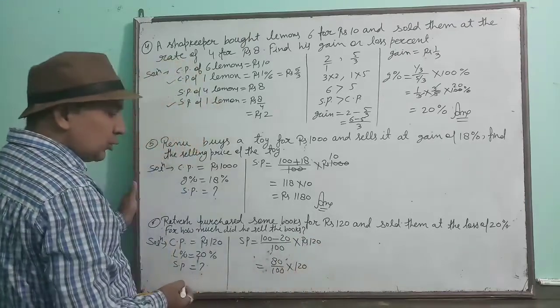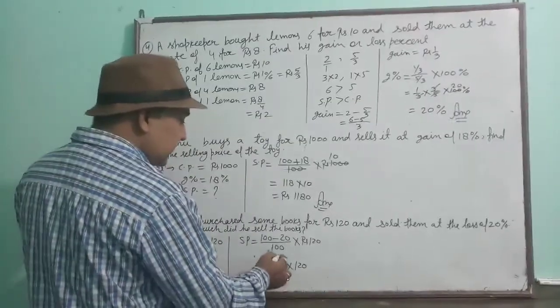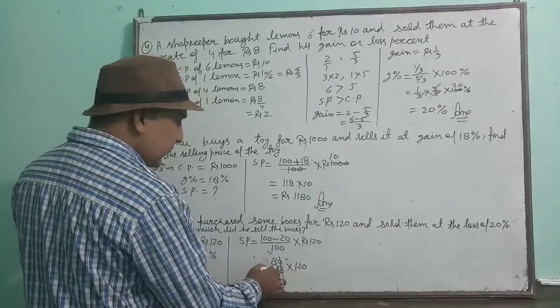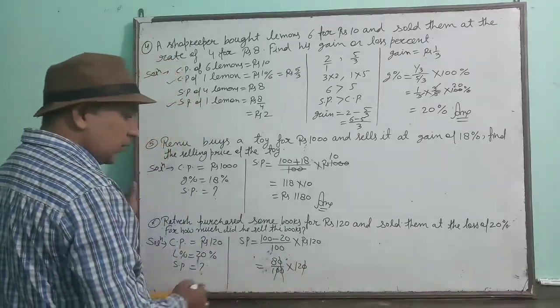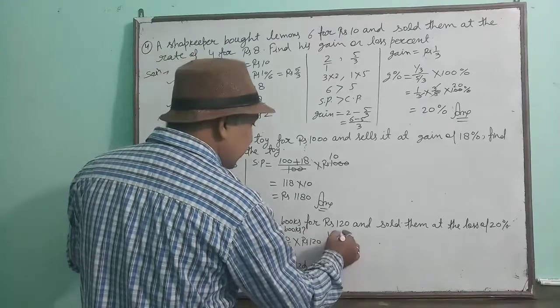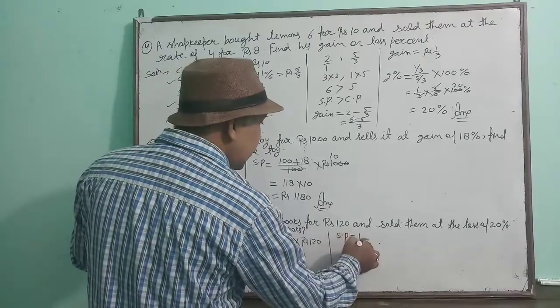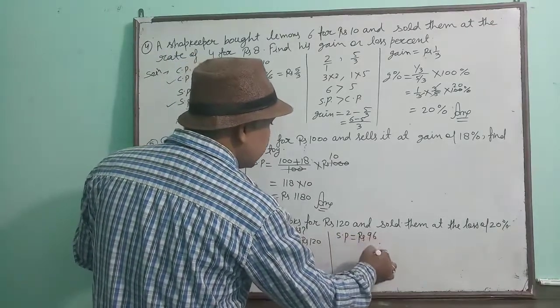Now solve and get your answer. You can see that 0 to 0 cancel and this 0 is cancelling to this 0. So 12 into 8. So selling price is rupees 96.